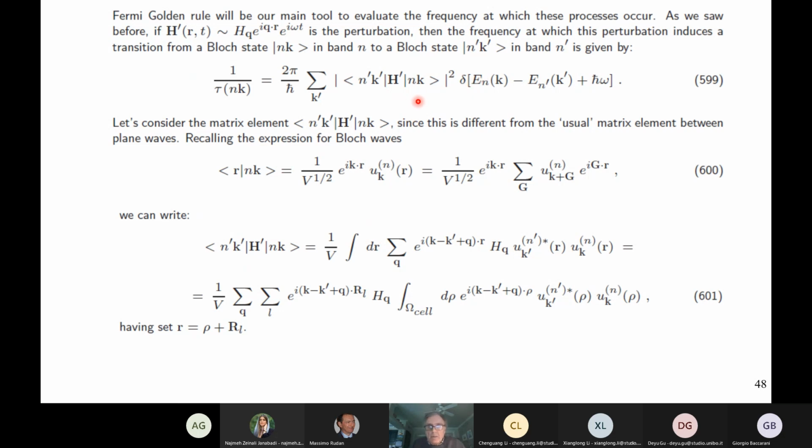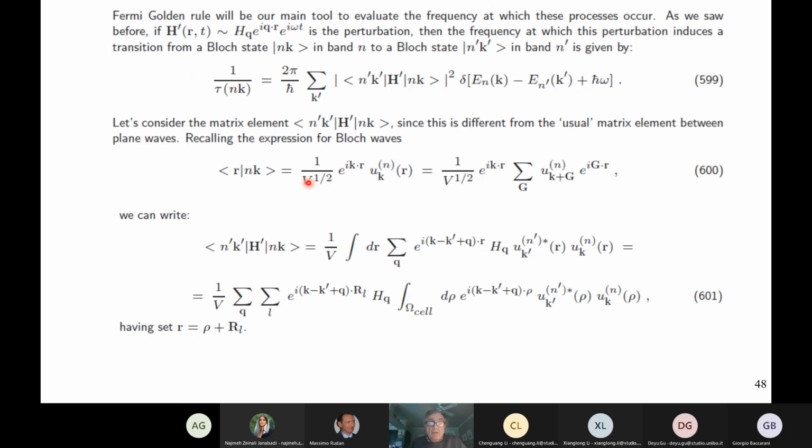We know how to deal with this in free space. This will be just the Fourier component of the Hamiltonian H prime, so it will be an H of k prime minus k instead of q over here. The problem that we have is that now these states are not plane waves. Yes, there is a plane wave, but there is also the periodic component of the Bloch function, which is the remnant of the atomic orbitals, as I said.